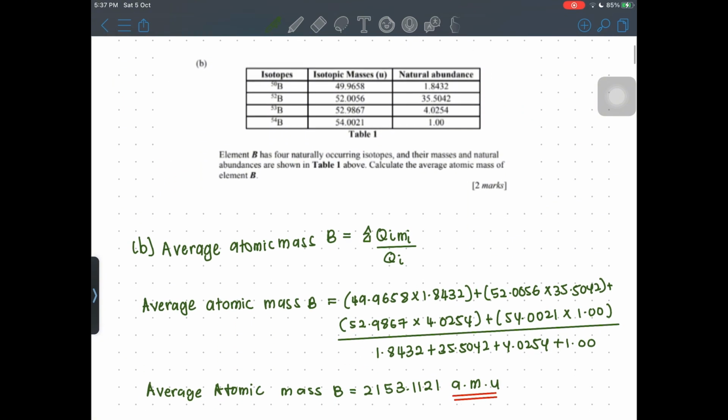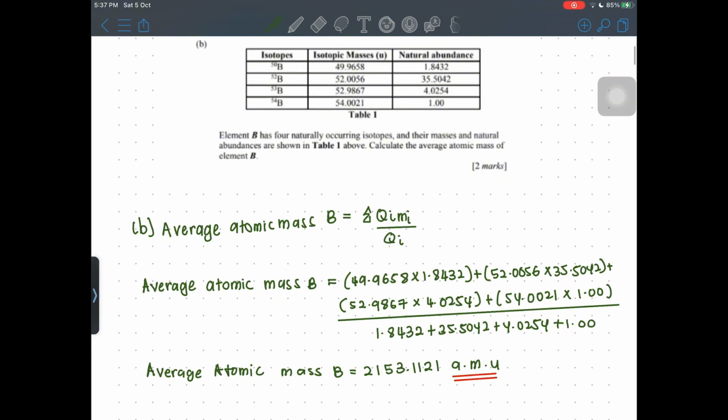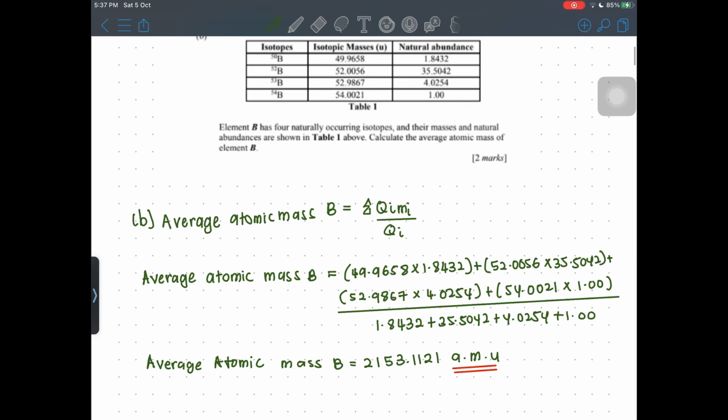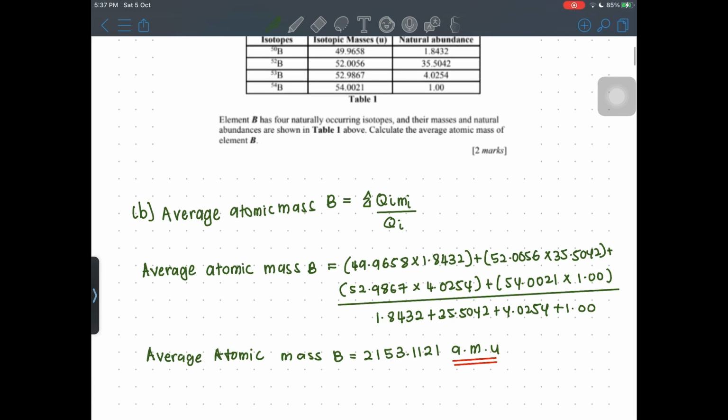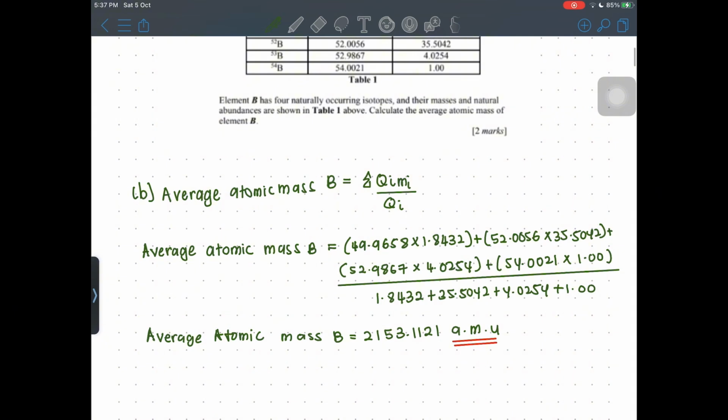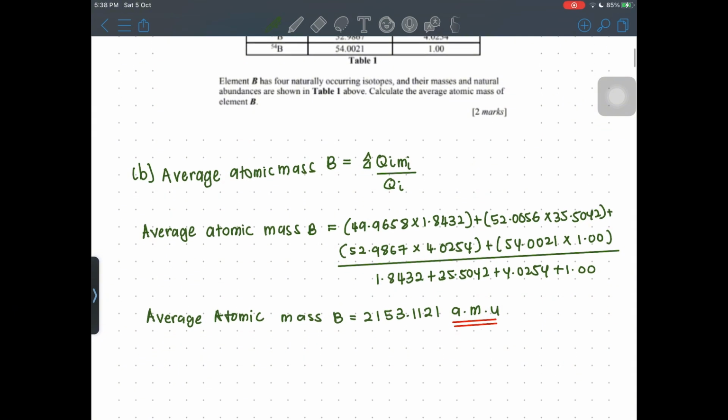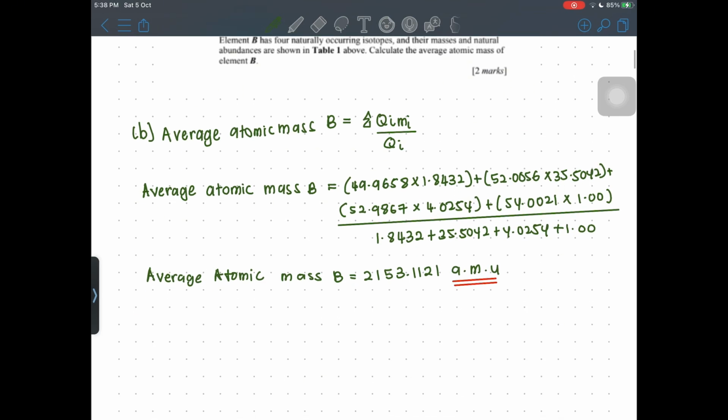Next, question B. Element B has 4 naturally occurring isotopes and their masses and natural abundances are shown in Table 1 above. Calculate the average atomic mass of element B. So how to calculate the average atomic mass? We can calculate it by using this formula, sigma KM over sigma K. So the K is the natural abundance times M, which is the isotopic mass, and then divided by the total of natural abundance. So we just need to insert the information given, and then we will get the answer 2153.1121. And don't forget about the unit, the atomic mass unit, AMU. But if the question asks for relative molecular mass, we don't need to put the unit.